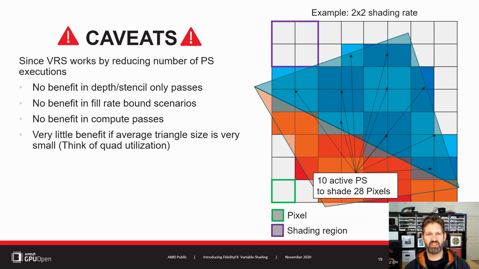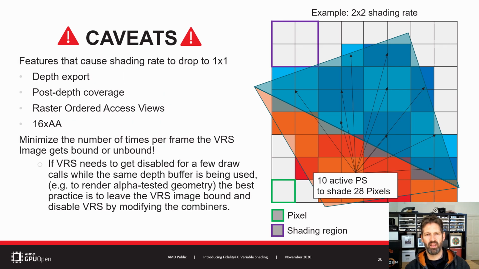Before I finish the presentation, let me point out some caveats. Please note that since VRS saves GPU time by reducing the number of pixel shader threads being launched, it will not provide any performance gain when used with depth-only passes, compute passes, or passes that are fillrate bound. There's also a couple of features that effectively disable VRS. Please avoid using depth export or post-depth coverage, as well as raster ordered views or 16x anti-aliasing when using VRS, as usage of those features will revert shading rate to 1:1.